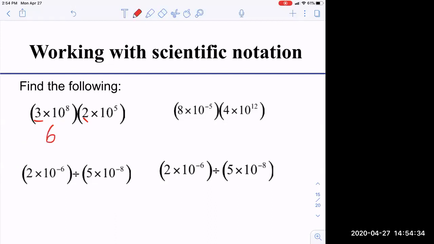3 times 2 is 6, times, now I do 10 to the 8th times 10 to the 5th. I add those exponents, I get 6 times 10 to the 13th. But what you really do is you put a 6.0 in there.